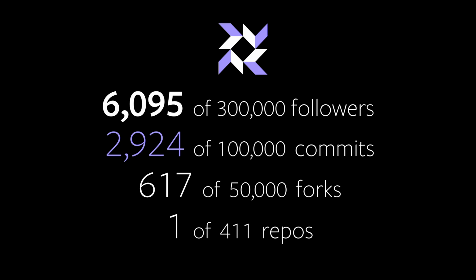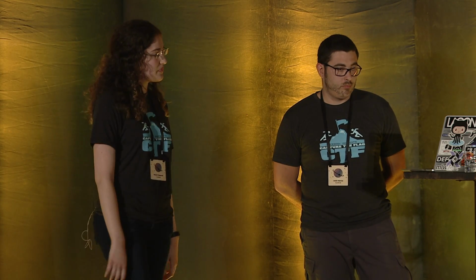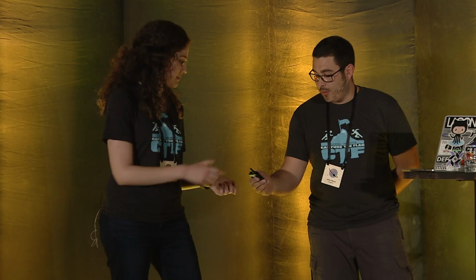Here are some stats on OSQuery on GitHub, compared to all of the other open source projects Facebook has. Out of 300,000 followers, 6,000 are in OSQuery; almost 3,000 out of 100,000 commits; 600 out of 50,000 forks; and it's 1 of the 411 repos we have at Facebook. So Facebook is very committed to open sourcing as many projects as we can.